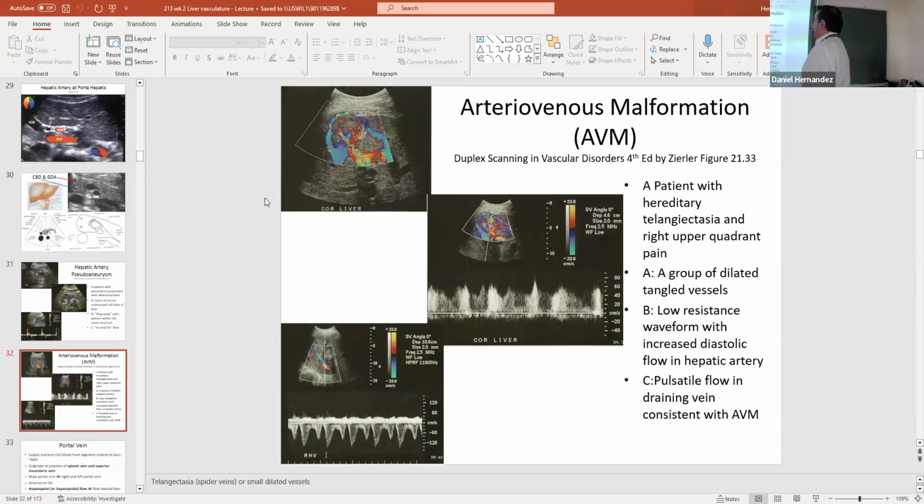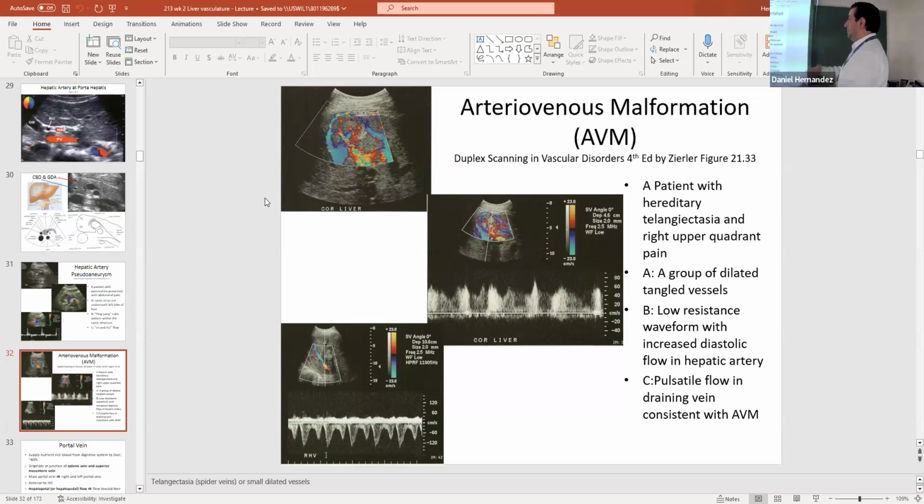Within the liver, we can also encounter arteriovenous malformations, so AVMs. These are basically like little fistulas within the liver, so connections between the arterial system and the venous system. If you think about the flow patterns in fistulas, it's very fast, very turbulent flow, particularly on the venous side.